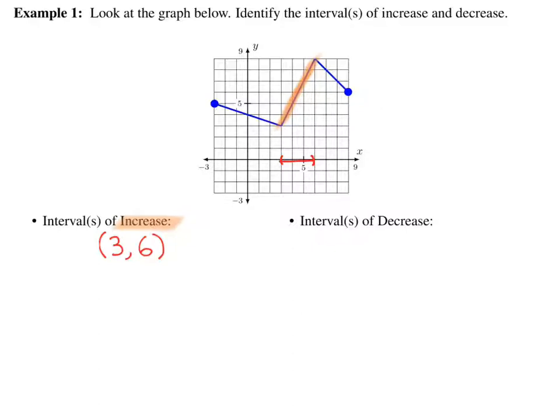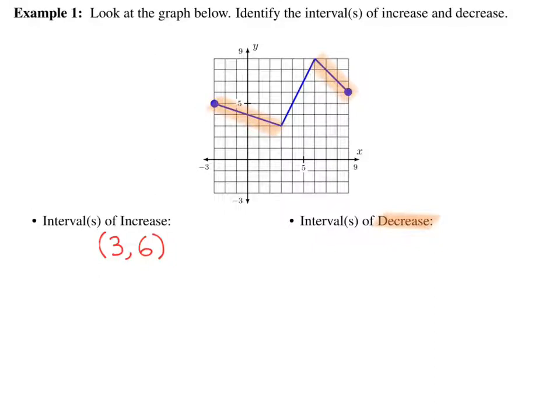Well, okay, it doesn't actually start at 3. It starts after 3, and then it doesn't end at 6. It ends right before 6 because the intervals never include the endpoint. The intervals of increase and decrease never include the endpoint. Okay, so that's increase. So let's get rid of that.